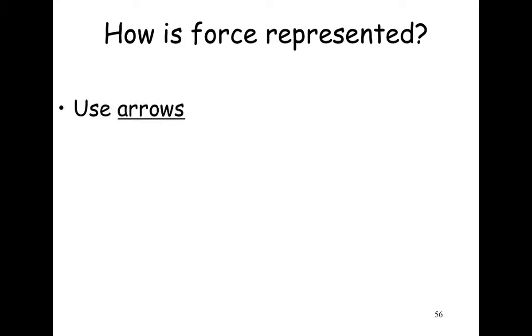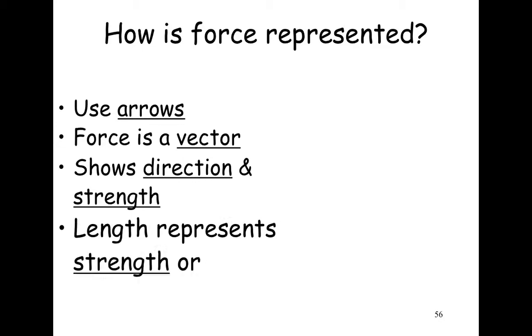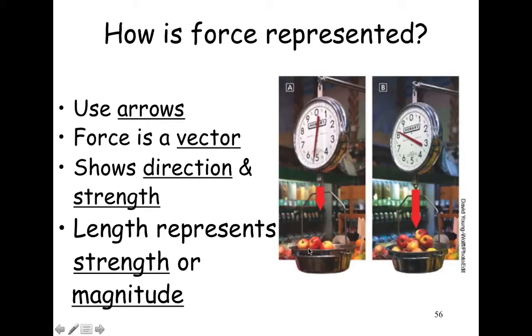We represent force using arrows because force is a vector quantity, so direction does matter, just like displacement and just like velocity. This arrow is going to show our strength and our direction of the force. So we can actually measure the length of that arrow because it's going to represent the strength, how strong that force is, or sometimes we refer to this as the magnitude. And you can see this here on the two different spring scales. I have some apples in here and they are exerting a force that is downward and it has that magnitude. If I add more apples, the force is still going to be in the same direction, but it is a greater magnitude.